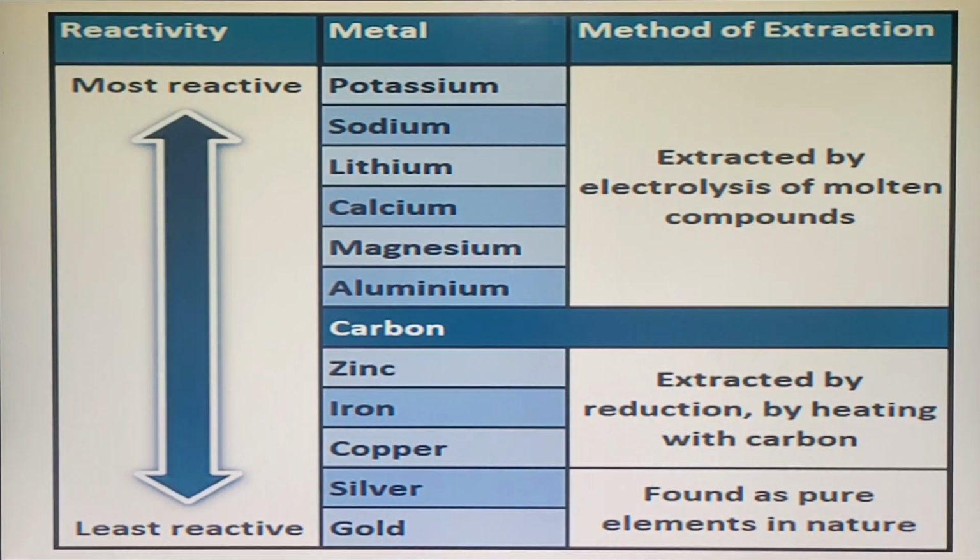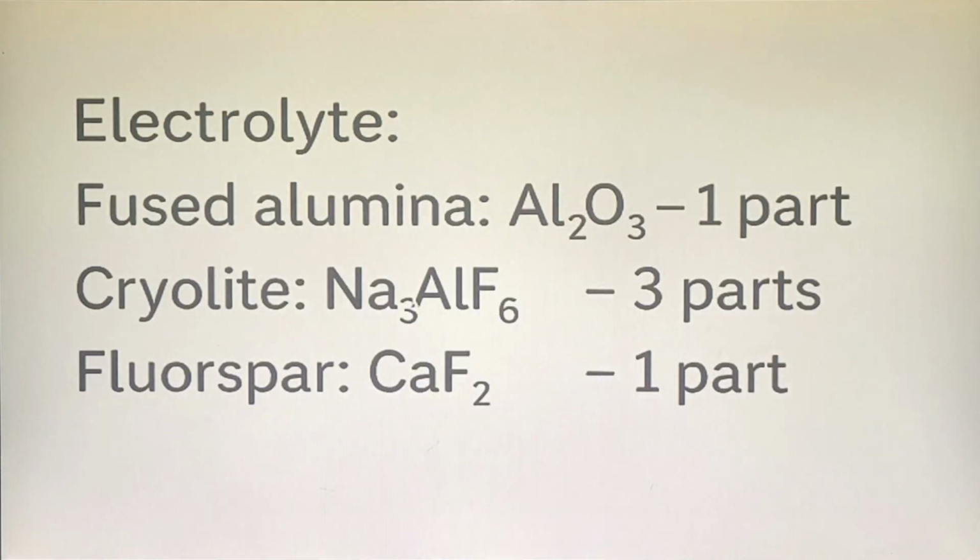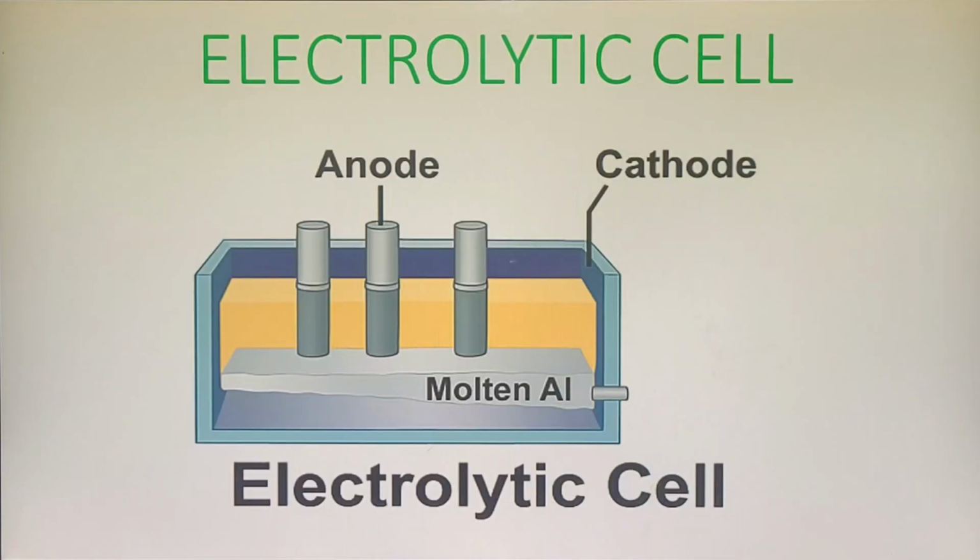And who suggested this method? This method was given by Hall as well as Héroult. Now this is the basic setup of the extraction or electrolytic reduction of alumina.